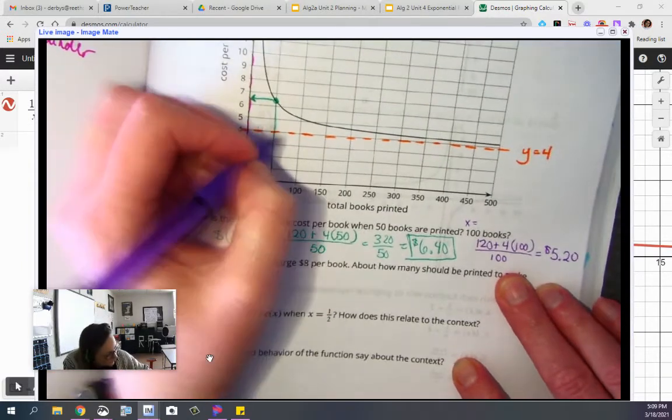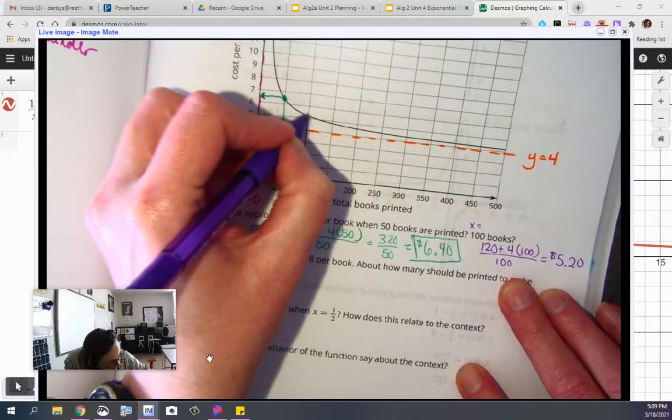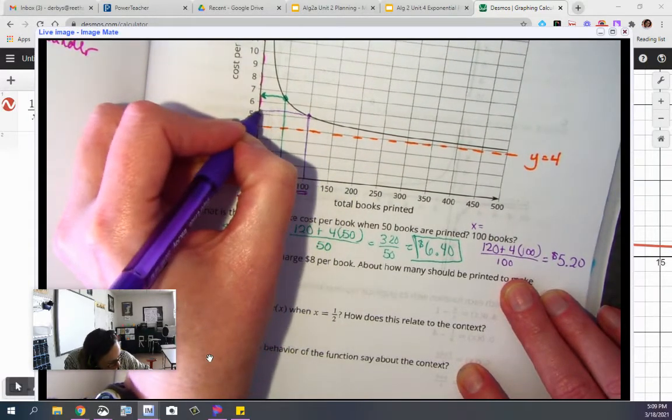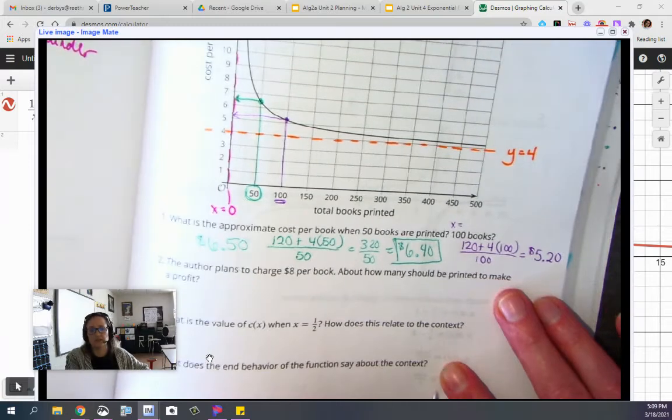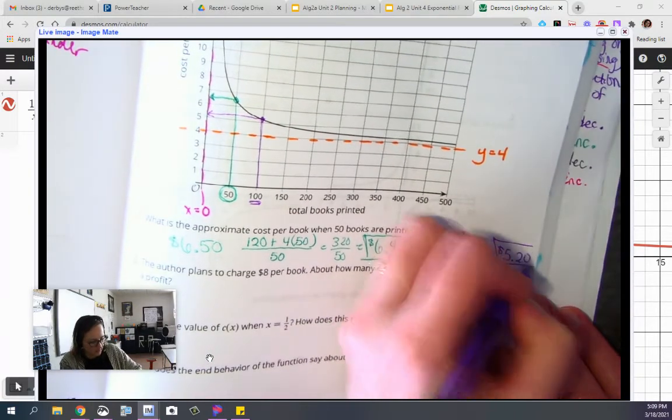We can check that on the graph too. 100 books, follow it up. It hits right about here. And yeah, that's about $5.20. So that looks good on my graph as well. Verified and checked.